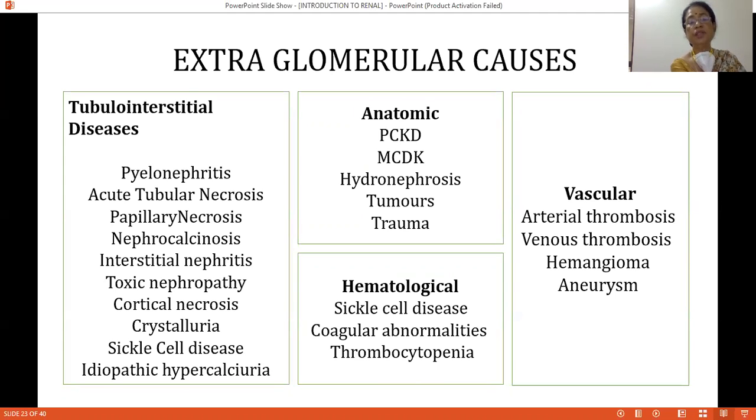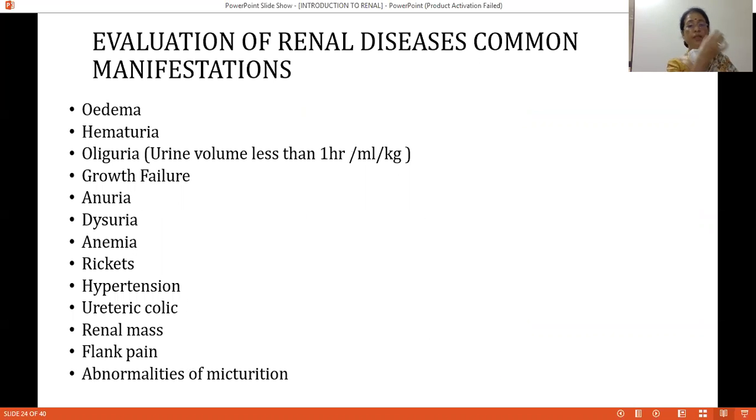Then anatomic, it is a defect of the kidney, that is polycystic kidney disease or multicystic disease of the kidney. Then hydronephrosis. If it is vascular: arterial thrombosis, venous thrombosis, hemangioma, aneurysm. If it is hematological: sickle cell disease, coagulation abnormalities, thrombocytopenia, bleeding.